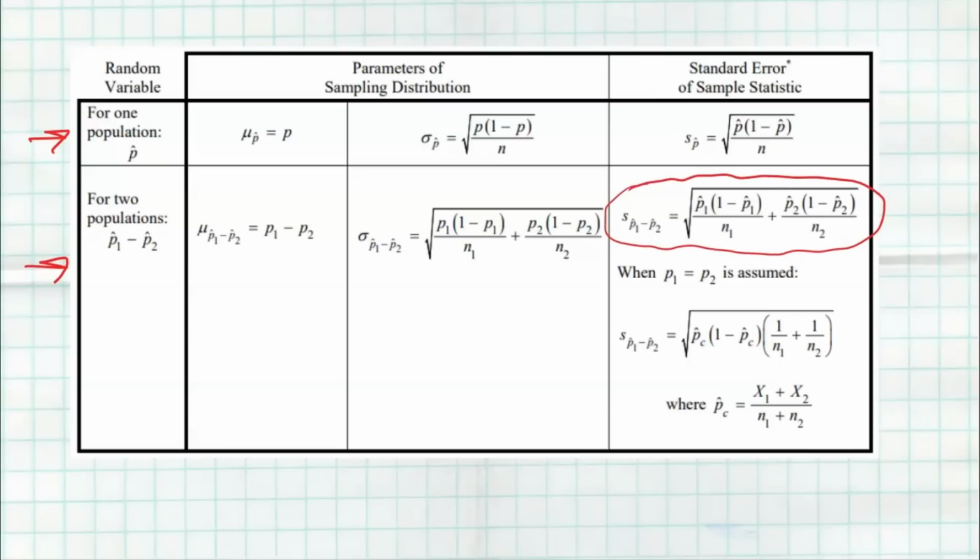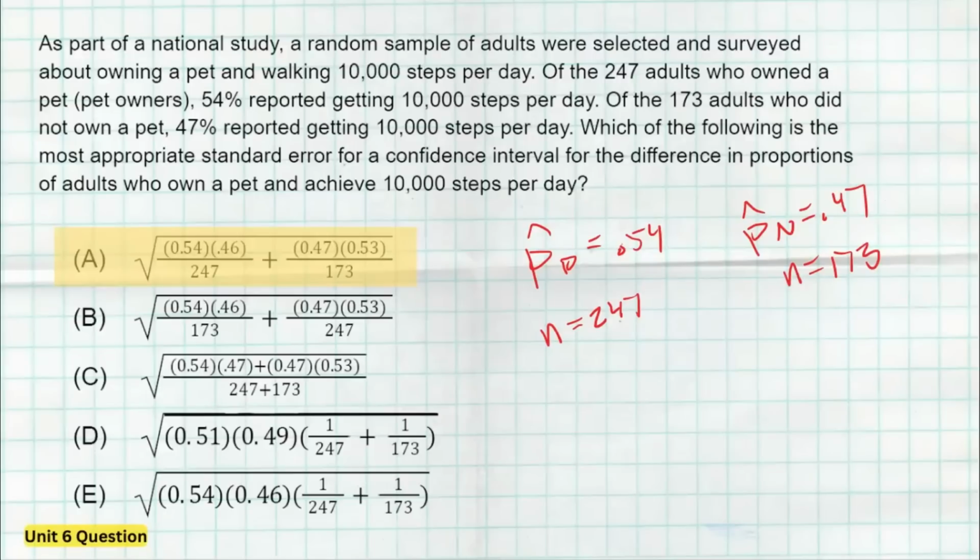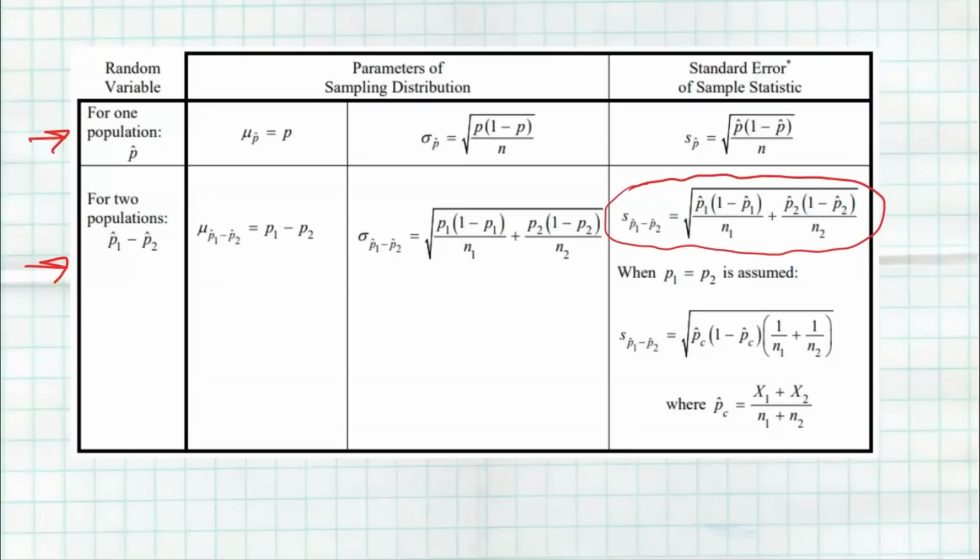So we just need our p-hats. Again, we have the 0.54 and the opposite of that, which is 0.46, divided by the 247. That was for the pet owners. And then we have the 0.47 and the 0.53 divided by the 173 for the non-pet owners. So that's our perfect formula, again using that directly off the formula sheet. But I do want to show you something really, really important here.